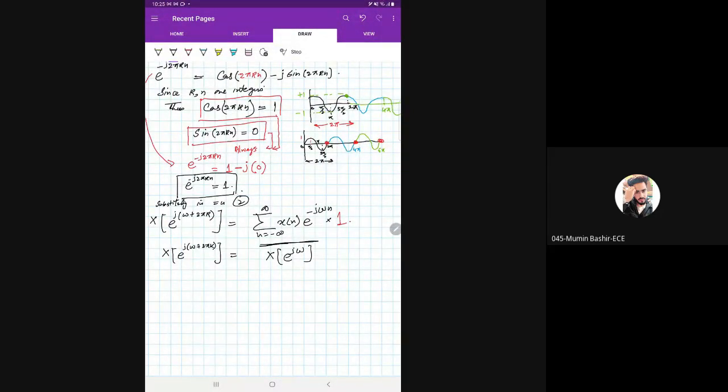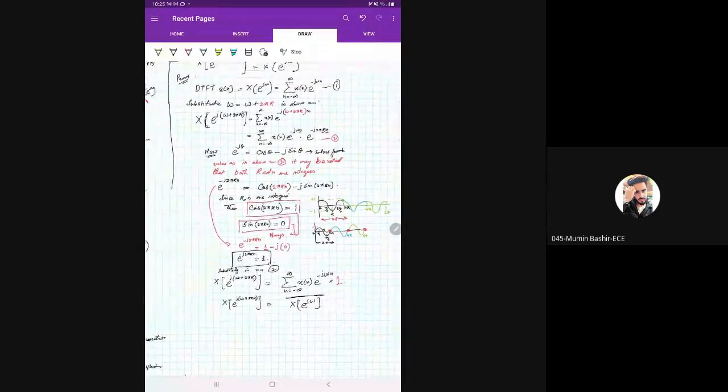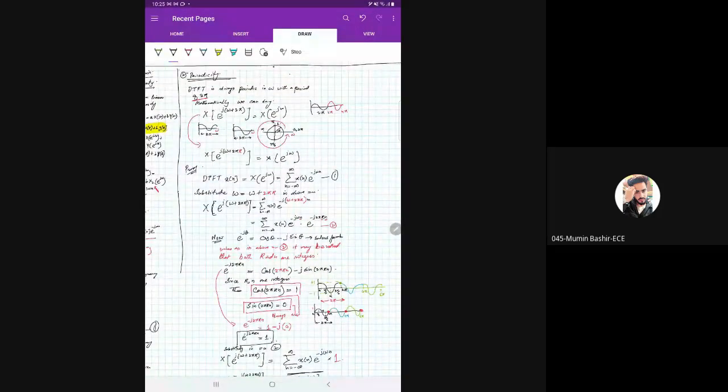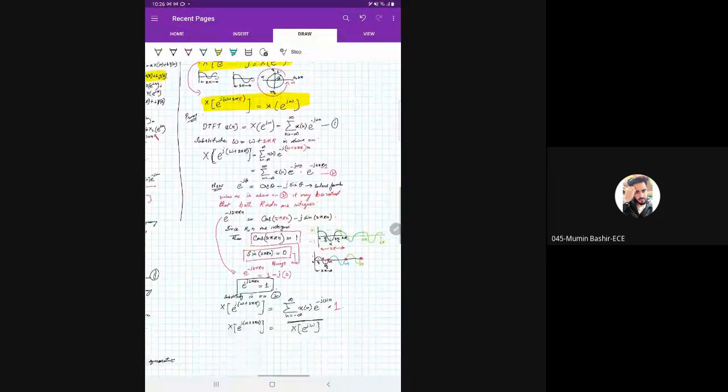So therefore we can say that the discrete time Fourier transform, we were about to prove this thing, that there is a periodicity in the discrete time Fourier transform with respect to omega equal to 2 pi. So if we change omega by 2 pi k, there will be no change in the Fourier transform. It will be still x of e raised power j omega. So we have proved it here also.